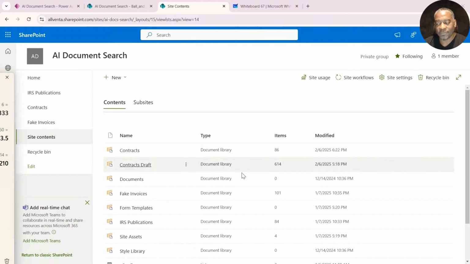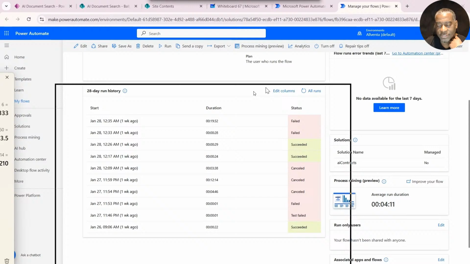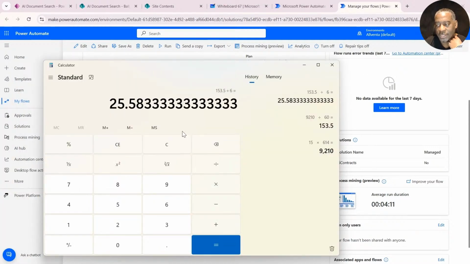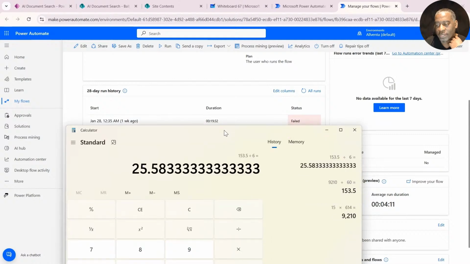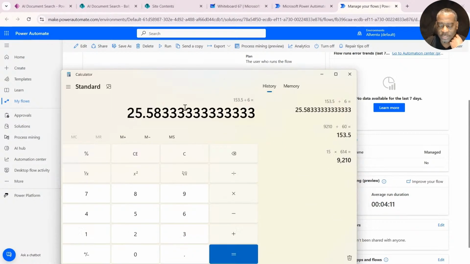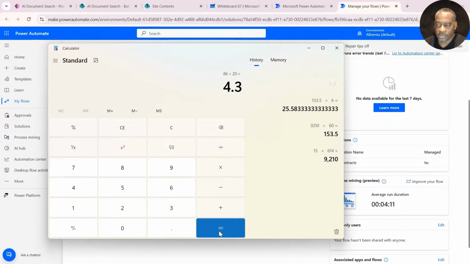Now, for AI to process these 86. If I look at the run history for this process, it took 19 minutes and 32 seconds to process those 86. So for every 86 contracts, let's just round this up, it's going to take 20 minutes for the AI to process that. So let's see what that is per contract. I'm going to take 20 minutes divided by 86, so on average 4.3 minutes per contract.